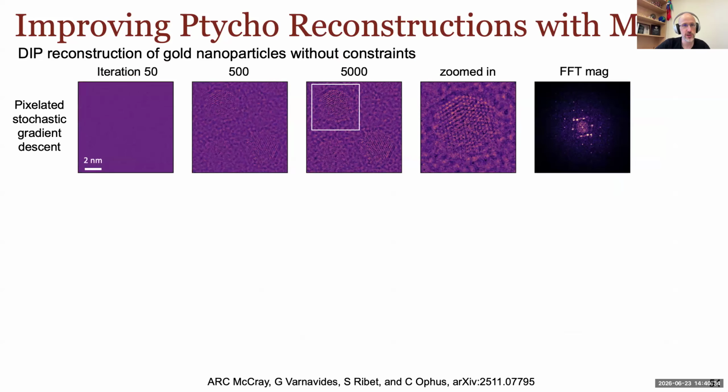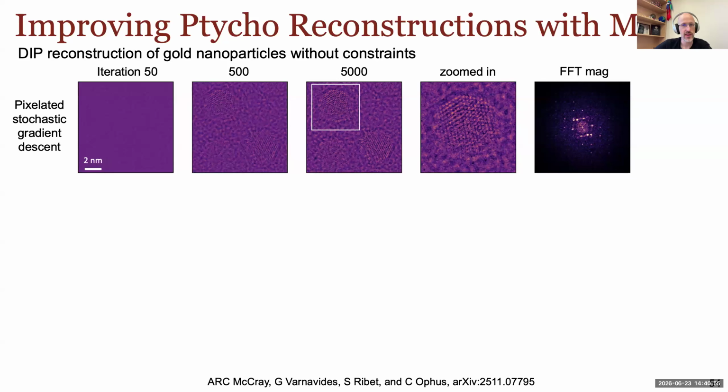Okay, so if you do gradient descent on gold nanoparticles on carbon, this is what one of our reconstructions looks like. We deliberately used low probe overlap to slow down the convergence. Even after 5,000 iterations, you can barely make out the gold nanoparticle above the carbon support.